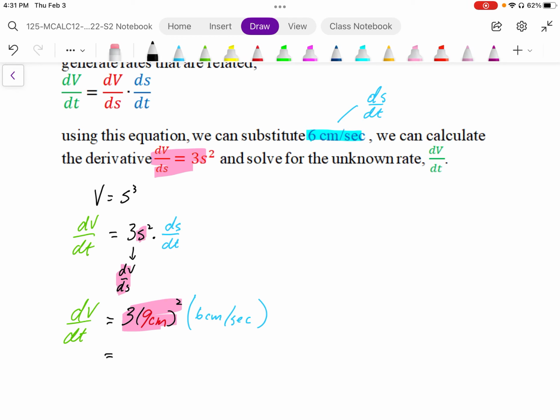Now notice that the units all work out. We end up with centimeters squared times centimeters, which is centimeters cubed per second. That's definitely the units for change in volume. I'm going to do 3 times 6 is 18 times 81. 18 times 81 is 1,458 centimeters cubed per second.